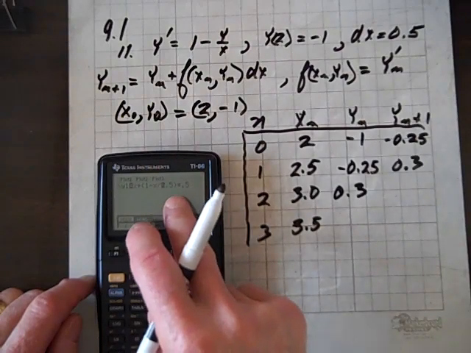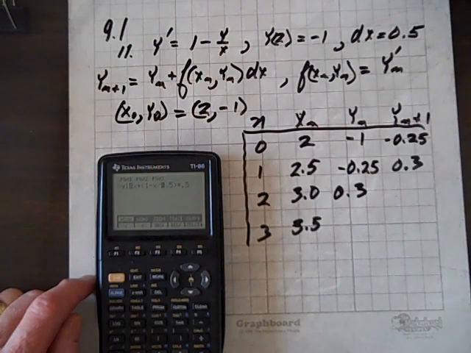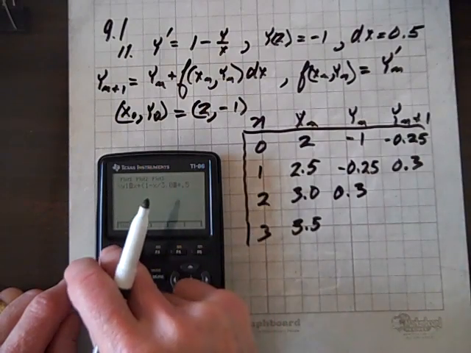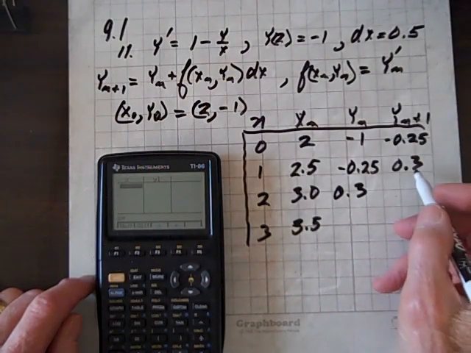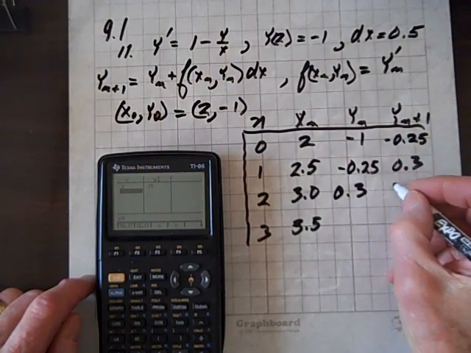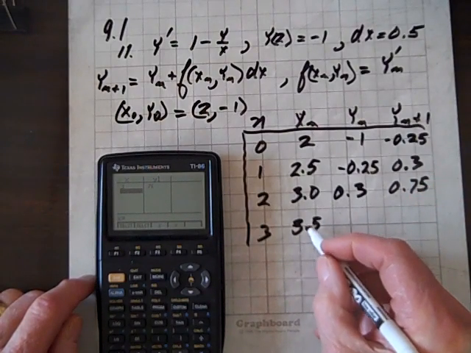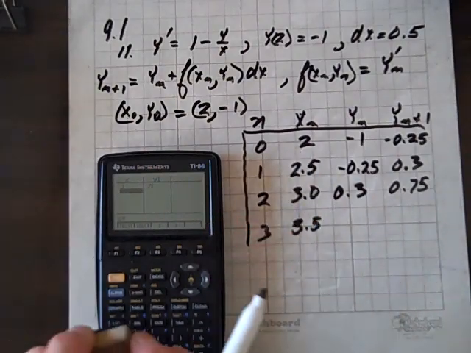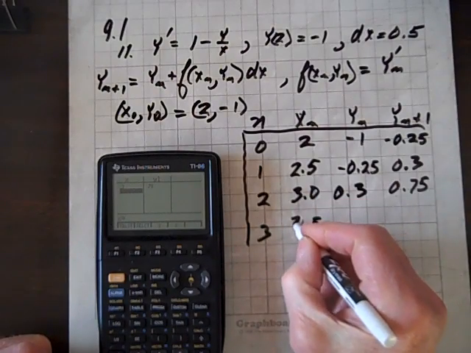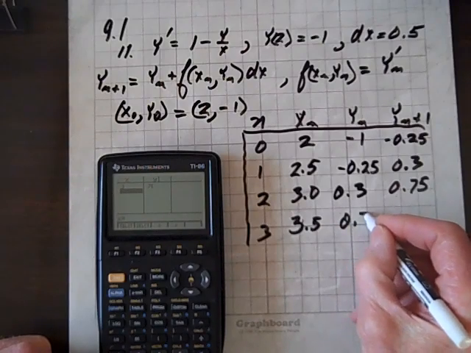Now we'll replace 2.5 because the new x coordinate is 3.0, so I'll put 3.0, and we'll go to table, and for the y value we're going to enter 0.3, and when we do that we get 0.75. So that says when the x coordinate is 3.5, the y coordinate will be approximately 0.75.